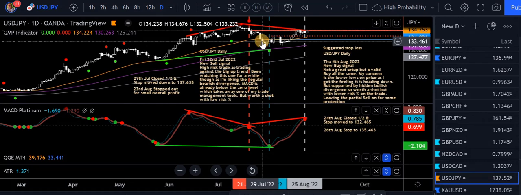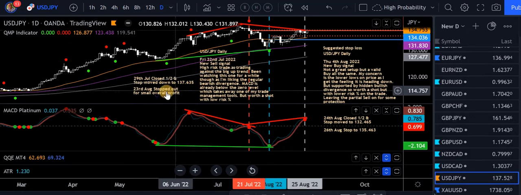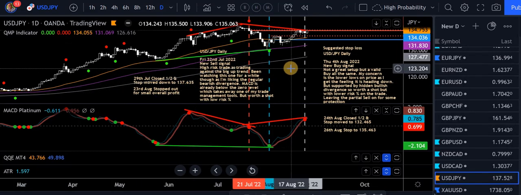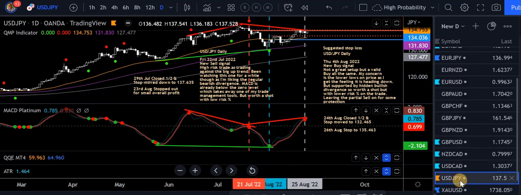Prices, it was a high risk trade against the trend. As soon as price gets to the MAs, MACD goes through the zero level, closing half, locking in profit. And 23rd of August, stopped out for a small overall profit. So I'll tidy up the chart when I'm finished the video. I'll just leave it on there to show you.